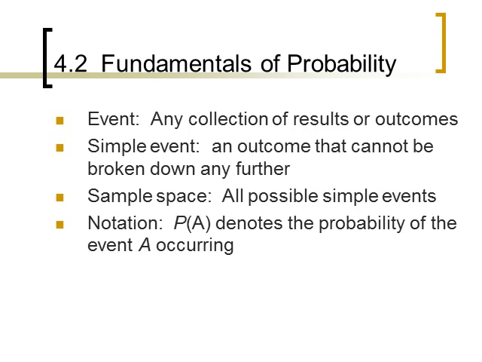And some fundamentals of probability are that an event is any collection of results or outcomes, and then a simple event is a single outcome that cannot be broken down any further. Sample space is when we list all possible events, and then the notation that our textbook uses for probability is P of A. And P of A, or P of something, denotes the probability of that event A occurring.